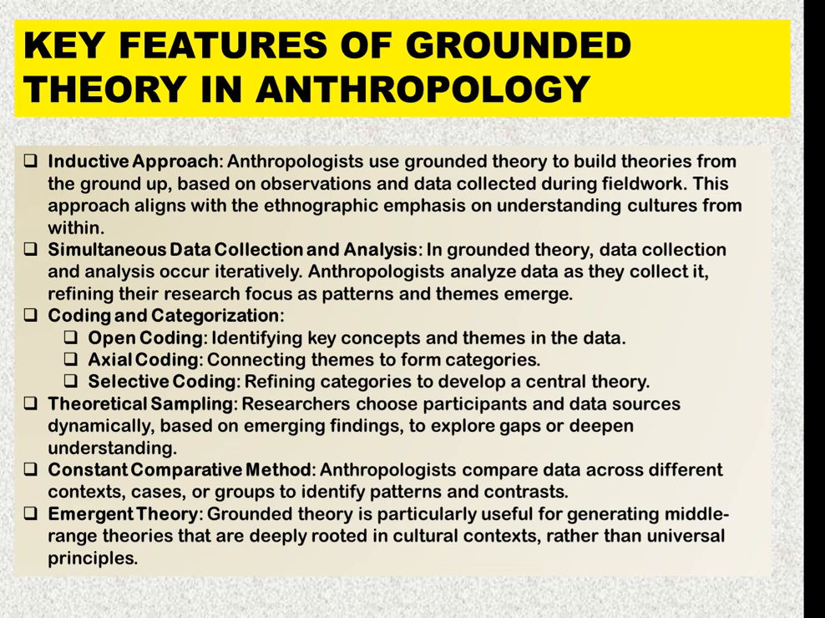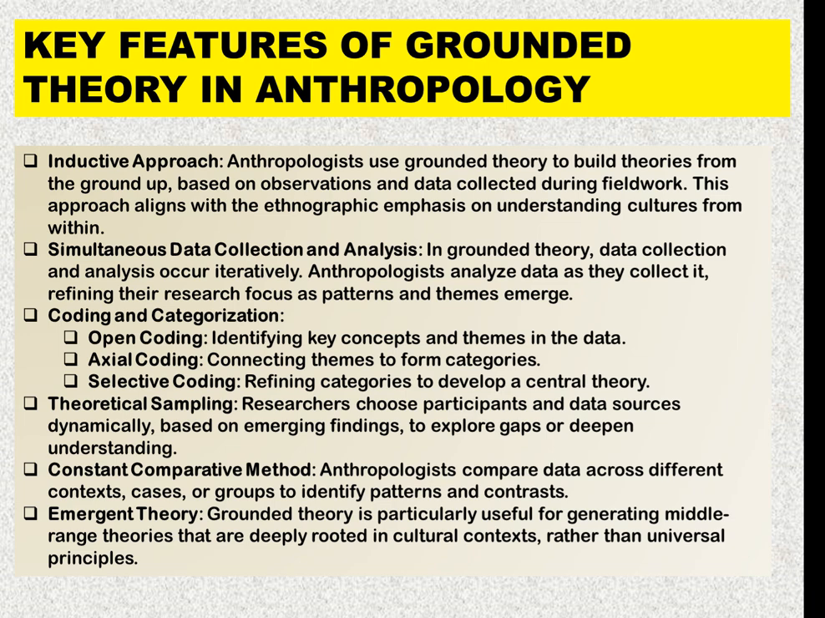3. Coding and categorization. Open coding, identifying key concepts and themes in the data. Axial coding, connecting themes to form categories. Selective coding, refining categories to develop a central theory. 4. Theoretical sampling: researchers choose participants and data sources dynamically, based on emerging findings, to explore gaps or deepen understanding. 5. Constant comparative method: anthropologists compare data across different contexts, cases, or groups to identify patterns and contrasts.